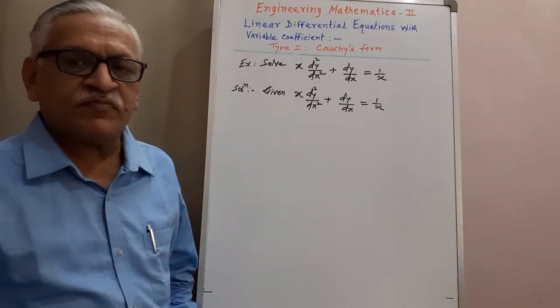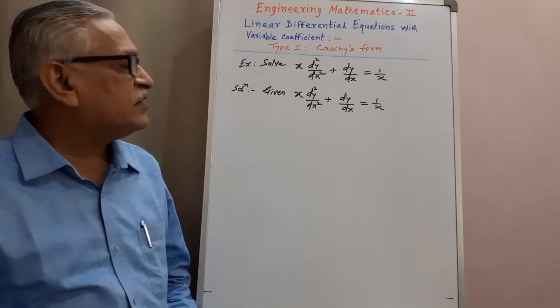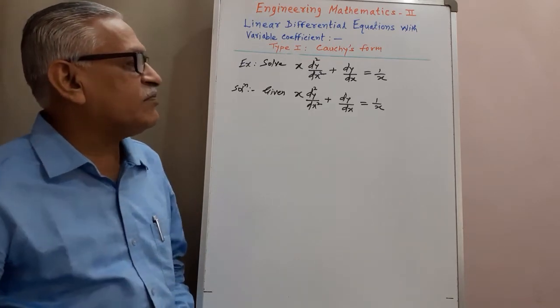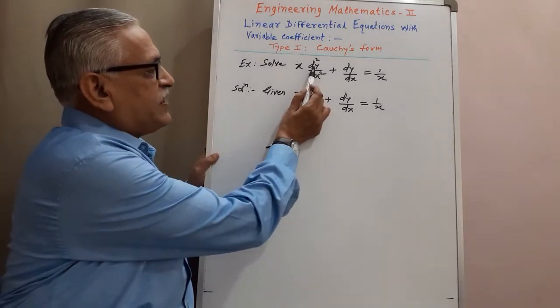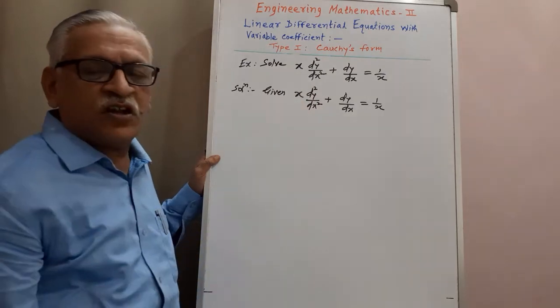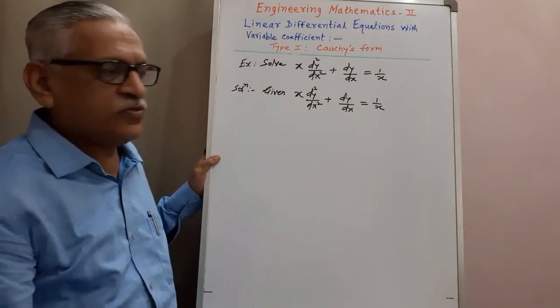Let us see the problem. Solve x d2y by dx square plus dy by dx is equal to 1 by x. Here y is the dependent variable, x is the independent variable. The order of the differential equation is 2.